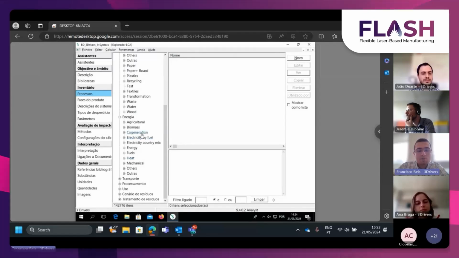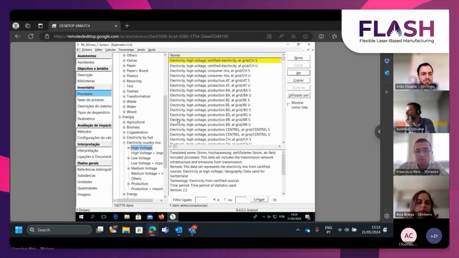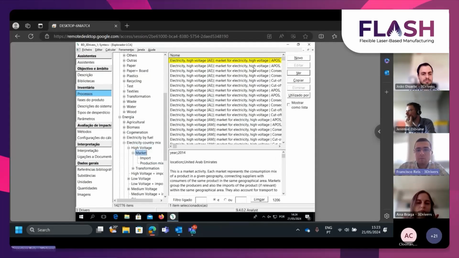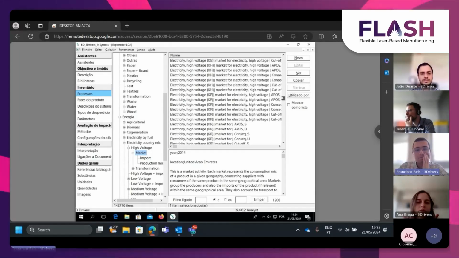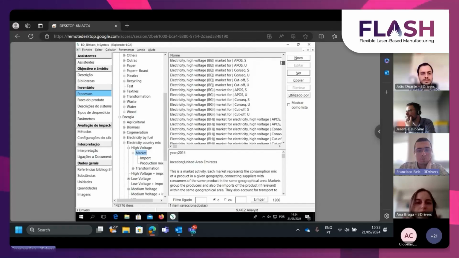So imagine that you are producing something in any country. We can choose the energy for nearly every country available. In this case, we chose from Portugal.